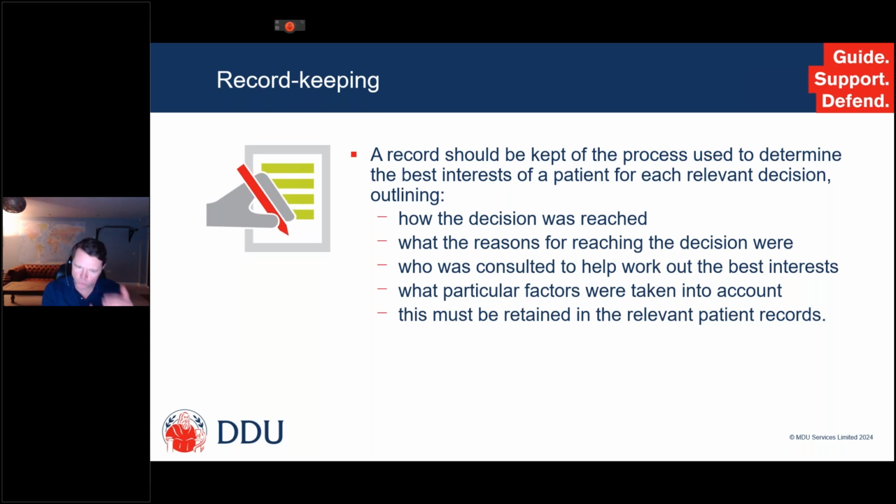So you want your clinical records to demonstrate very clearly what your thought process was, how that decision was reached. What were the reasons and factors that you considered? Who was consulted? When we talk about second opinions from other dental professionals, family members, carers, other medical professionals, what particular factors were taken into account? And of course, that needs to be recorded very clearly in the patient's notes.